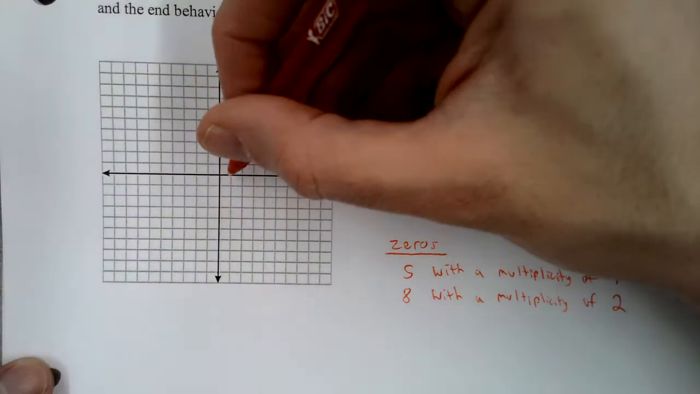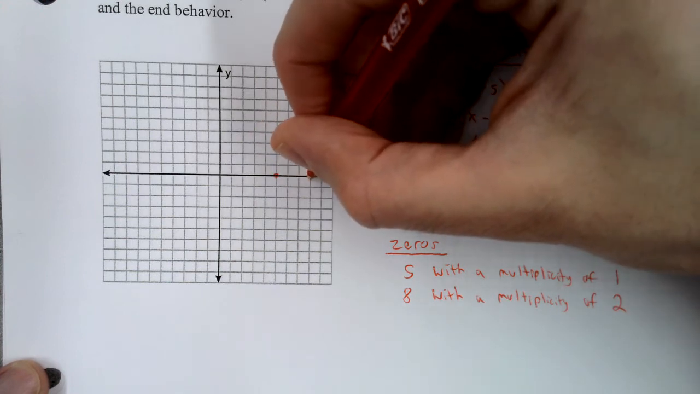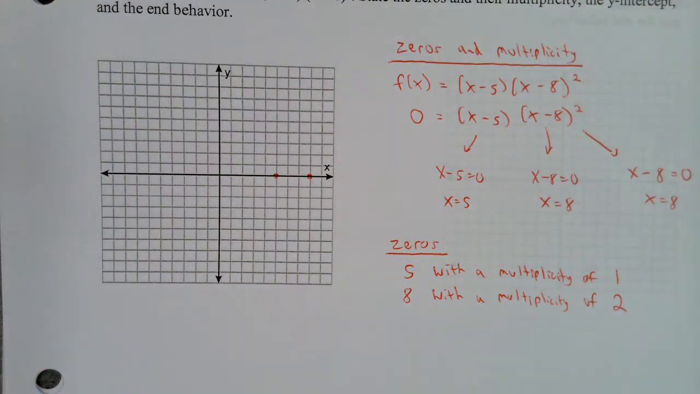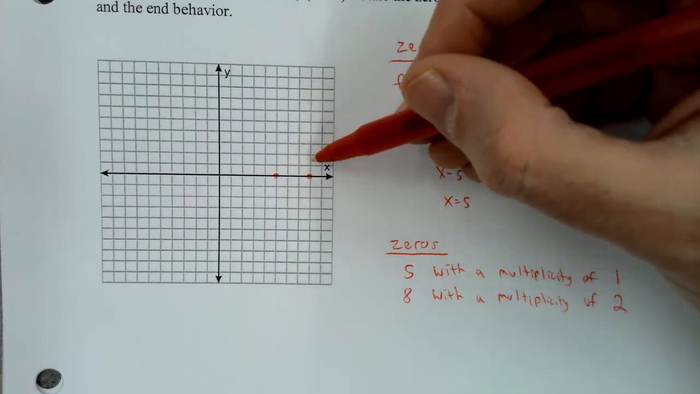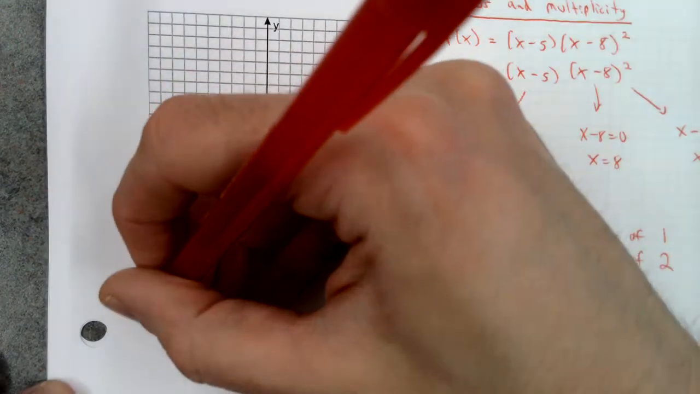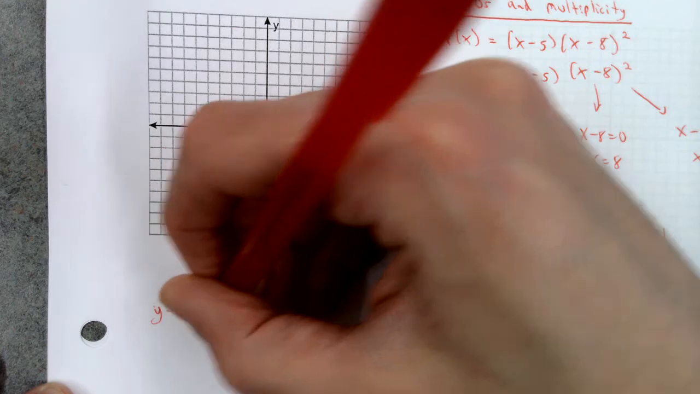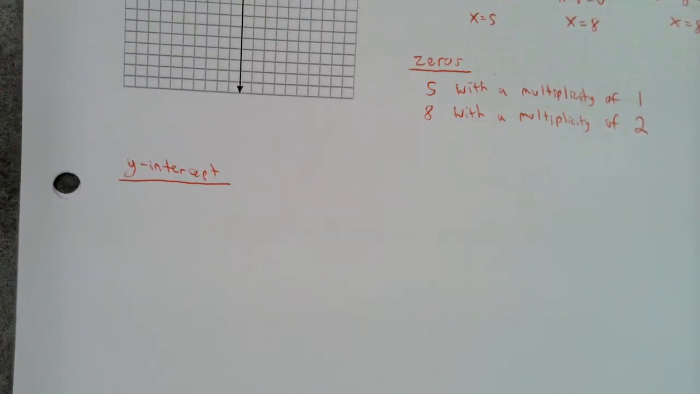Let's graph those before we forget. And keep in mind, this is going to pass right through 5 because it has a multiplicity of 1. The 8 is going to bounce off of it because it has an even multiplicity, remember. Moving on, next thing we're going to do is determine the y-intercept. Do that down here. I'll copy down the problem.